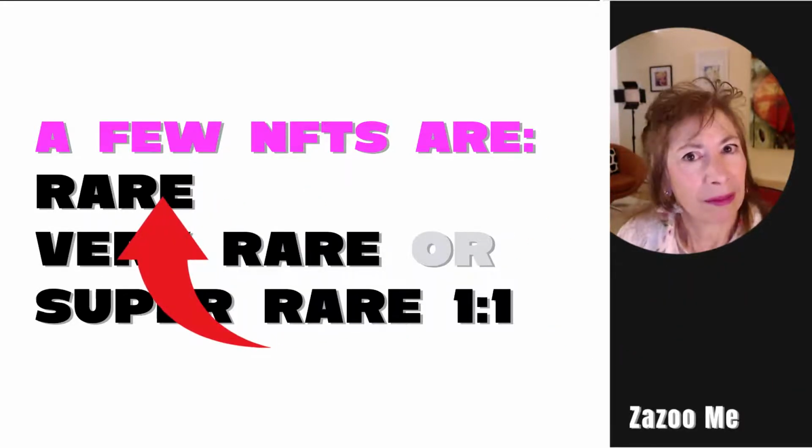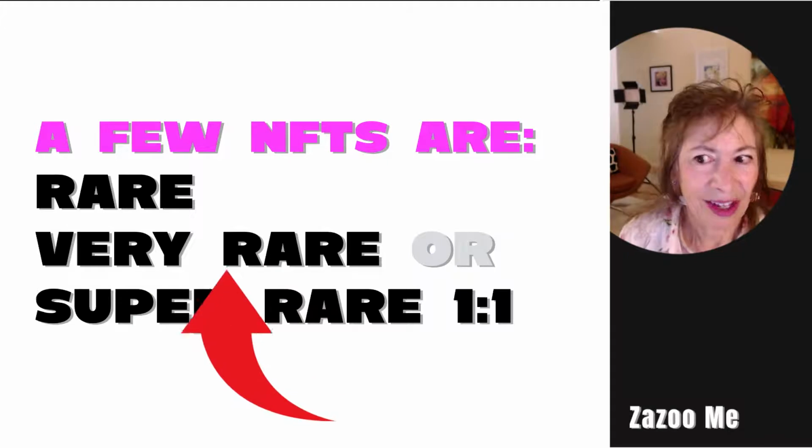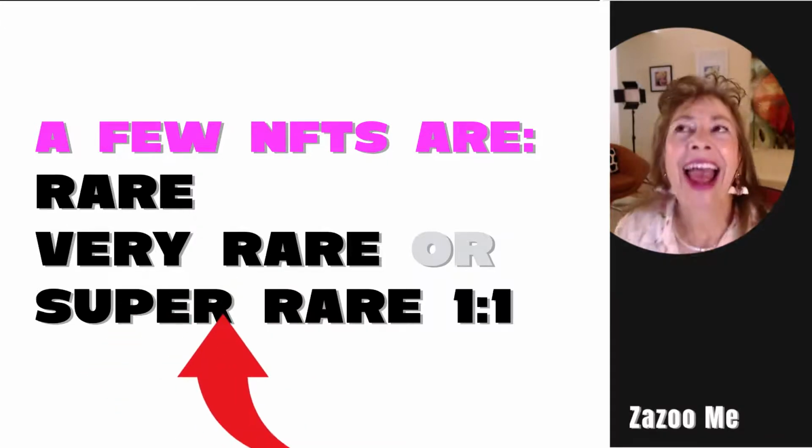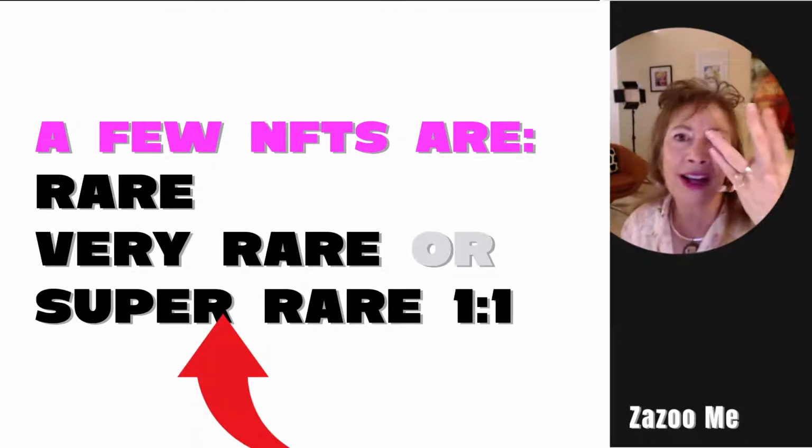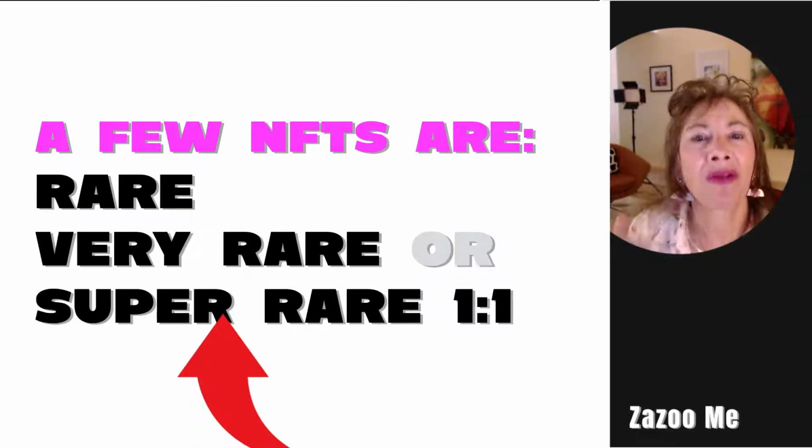You can do rare. You can do very rare. You can do super rare. And some collections even do incredibly rare. So they do 4 different levels of rarity.